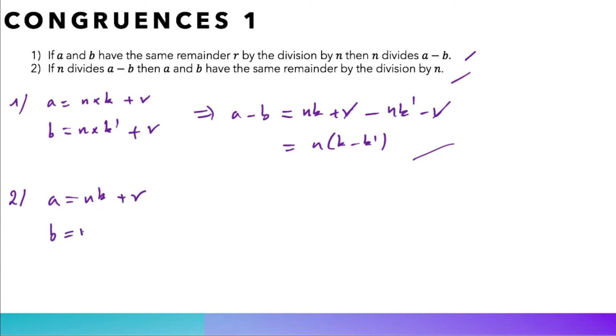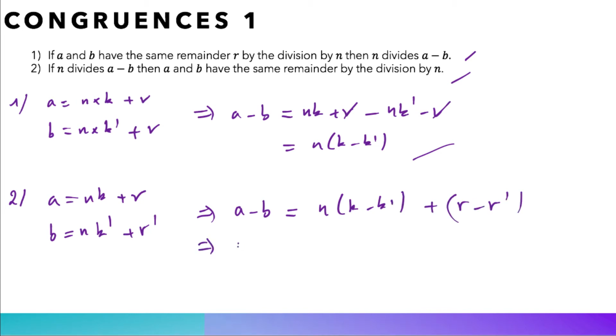To prove the second claim, we write A as n times k plus a remainder r, and B as n times k prime plus r prime, from which we deduce that A minus B is equal to n times k minus k prime plus r minus r prime. This implies actually that r minus r prime is equal to A minus B all minus n times k minus k prime, from which we deduce that if n divides A minus B, then n must divide r minus r prime because n divides n times k minus k prime.